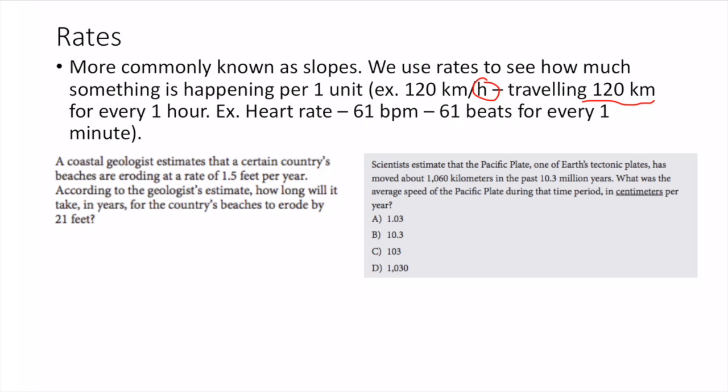So a coastal geologist estimates that a certain country's beaches are eroding at a rate of 1.5 feet per year. According to the geologist's estimate, how long will it take in years for the country's beaches to erode by 21 feet? Okay, so again, this is just a ratio. I'm saying 1.5 feet for every year.